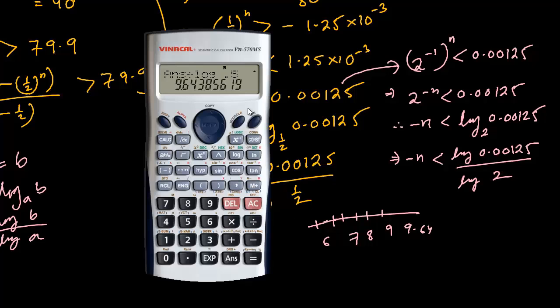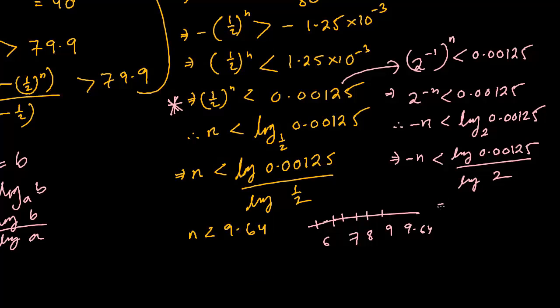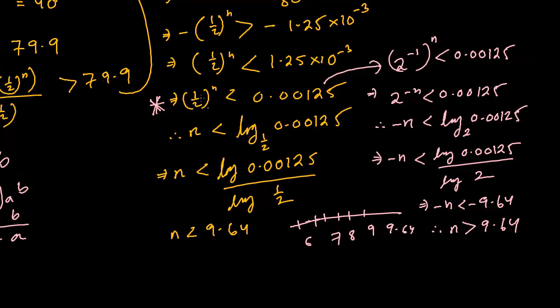Now if we use the calculator, log 0.00125 divided by log 2, this is minus 9.64. So this turns out to be minus n is less than minus 9.64. Now if we cancel the negative again, it becomes greater than 9.64. So this is the major difference. You have to make sure that this is not a fraction, you make it into an integer, and then the proper value is not n is less than 9.64, because otherwise it's not going to work. n has to be greater than 9.64. So now it makes complete sense.